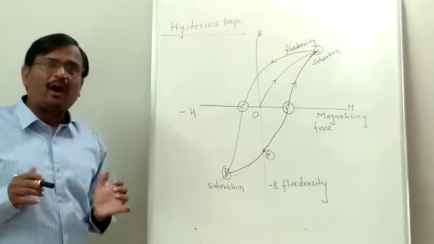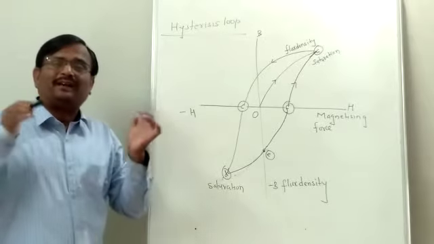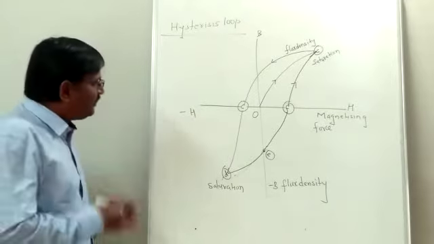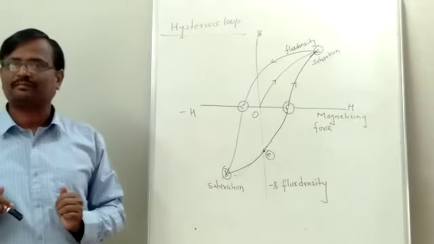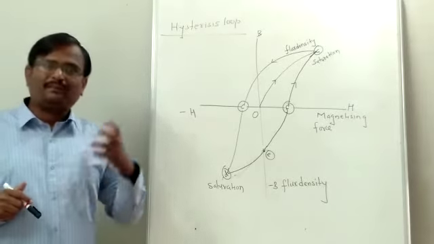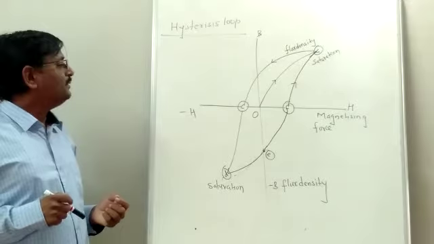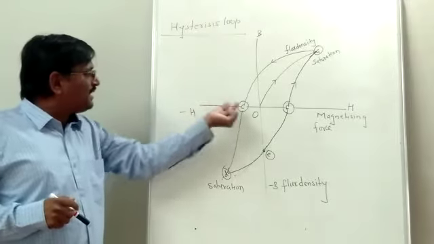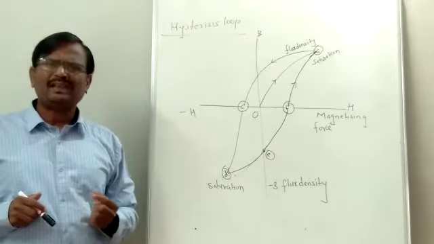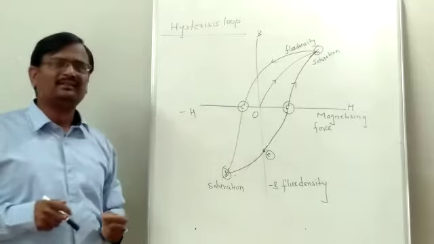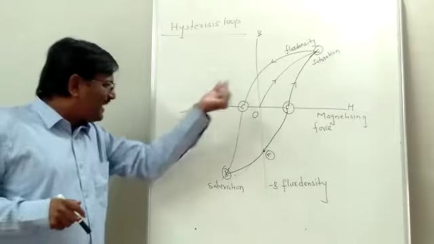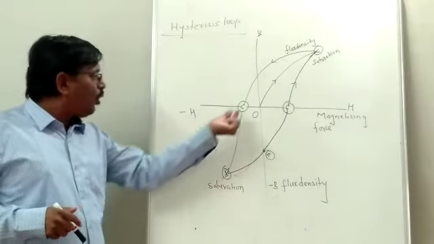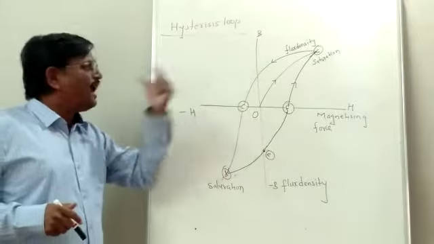When a rod of ferromagnetic material is kept in the solenoid, at the beginning the ferromagnetic material is non-magnetized. It is represented by O in this graph.